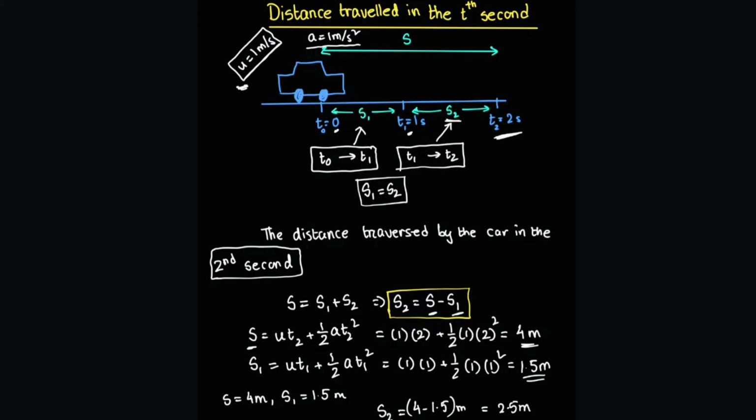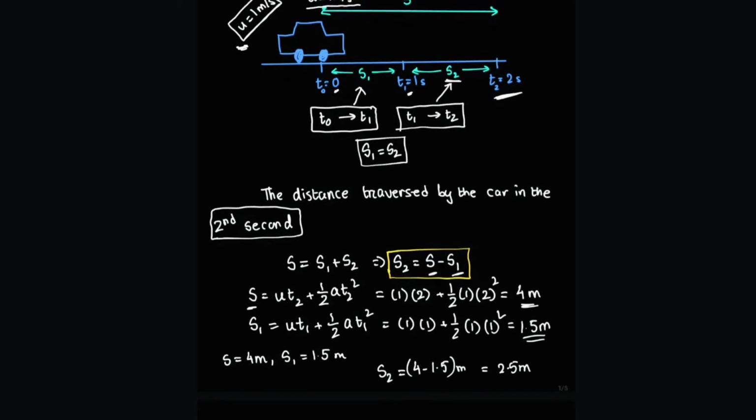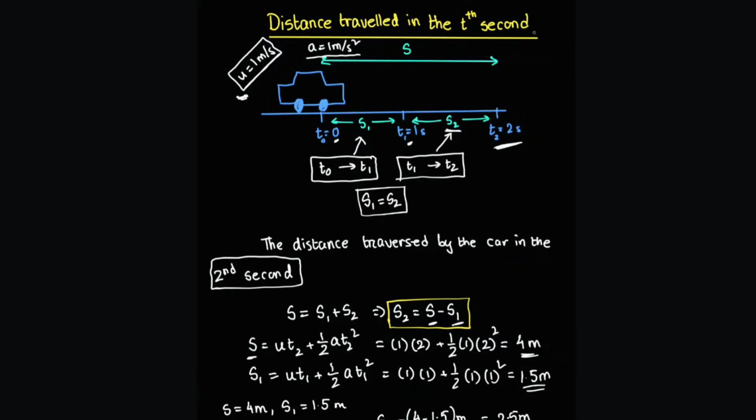Now we want to find out a general expression that describes this entire motion in simpler words without going through this entire thing that we have done. We want to find a general expression for the distance traversed by the car in the tth second. So how do we do that?